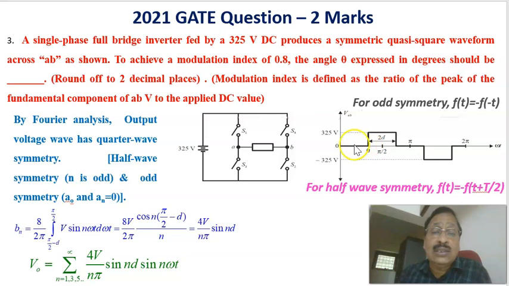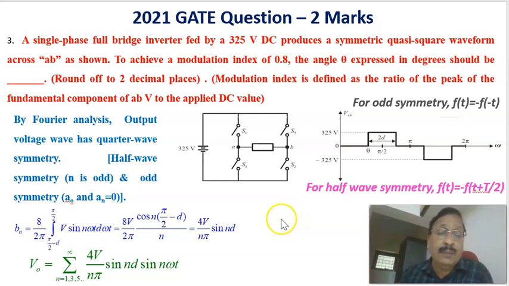This is the inverter output voltage. It has an odd symmetry, that is f(t) equal to minus f(minus t), as well as half wave symmetry, f(t) equal to minus f(t plus T by 2). These two properties are there for this waveform. If you do the Fourier analysis, the DC component A0 equal to 0, and similarly An is also equal to 0 because of these two properties. What remains is the Fourier constant Bn, and only the odd harmonics B1, B3, B5, etc. will be present.